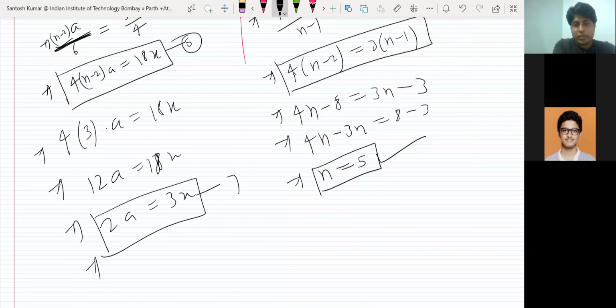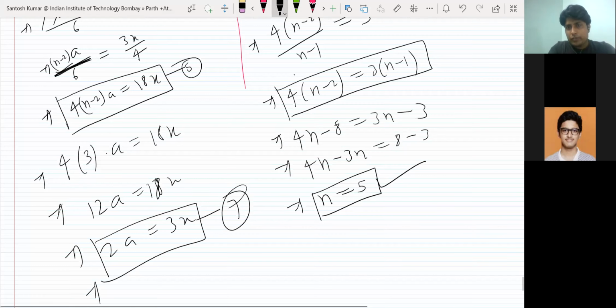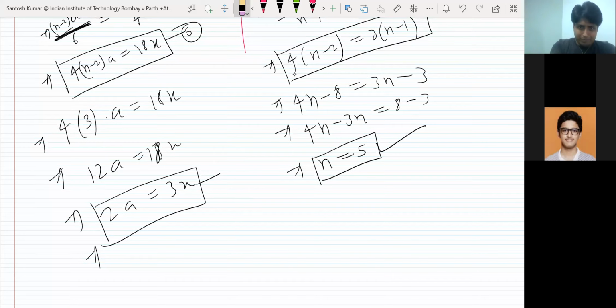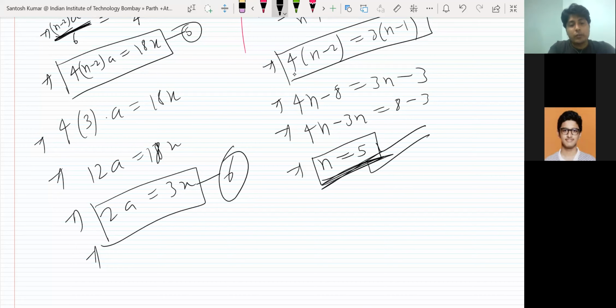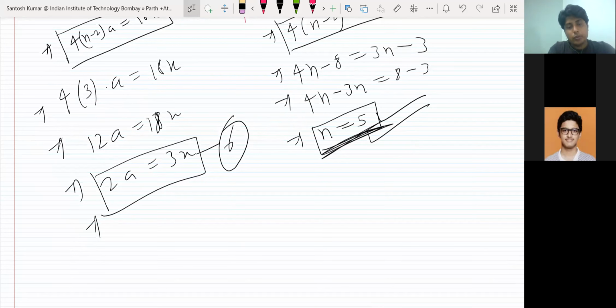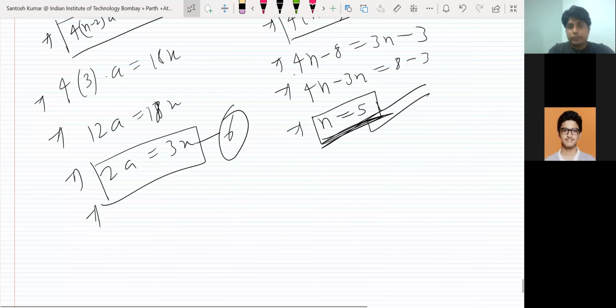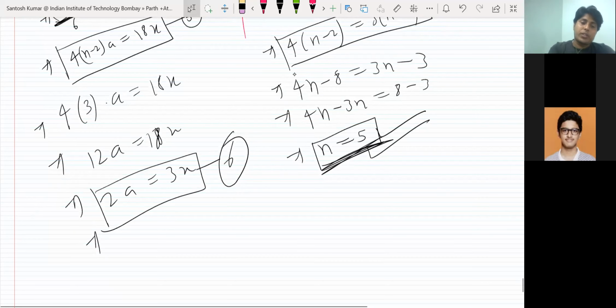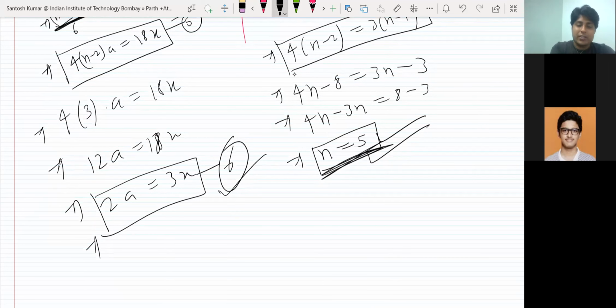Let me call it equation number 6, since 4 and 5 are already used. So 2a is 3x. So n is finally 5. Now you remain to find a and x. So how to find? Just use this sixth relation. You can write x in terms of a or a in terms of x. So a is 3x by 2. You can also do this.